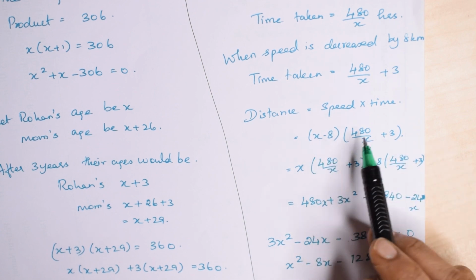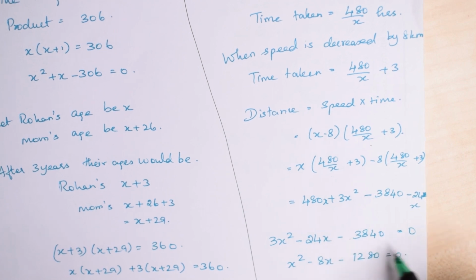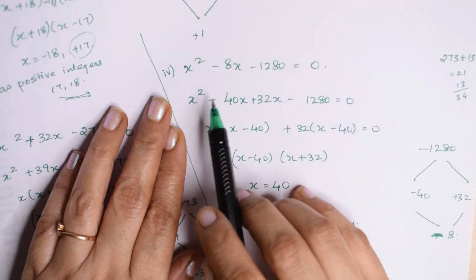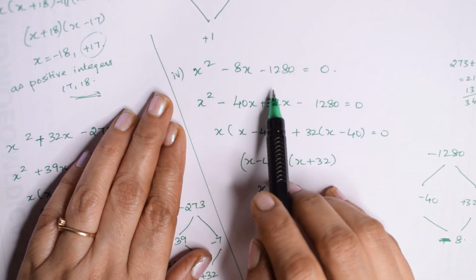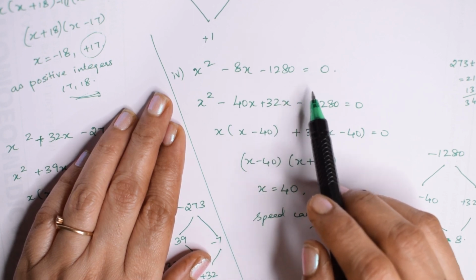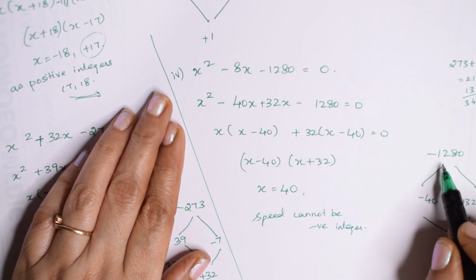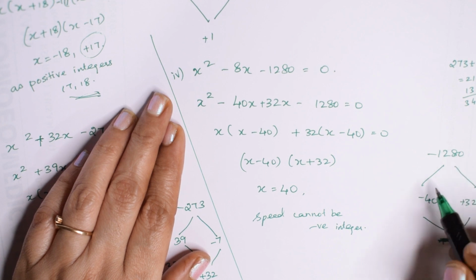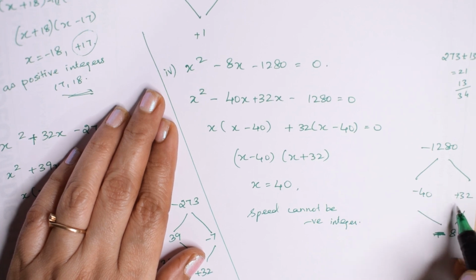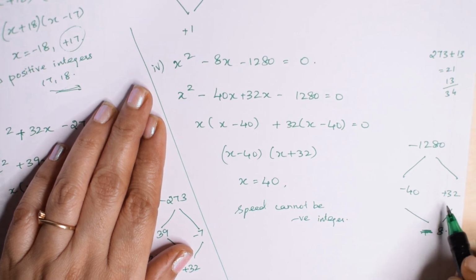Now the first term with this whole bracket, the second term with the whole bracket, and when I simplify, I get this as the quadratic equation. For the speed of the train, we have the equation x square minus 8x minus 1280. Here I am again splitting the equation. The product of the two numbers should be minus 1280, and this is minus 8x. So it means the negative number is the bigger number and the positive number is going to be the smaller number. When I split it, I get minus 40 and plus 32.